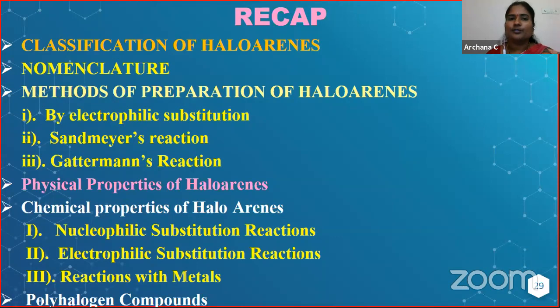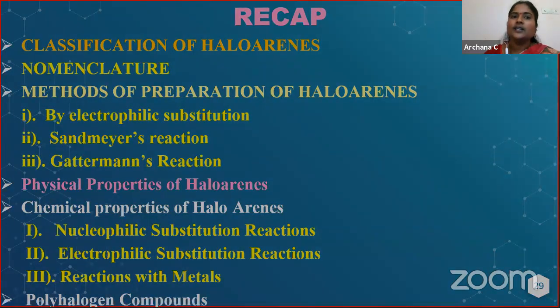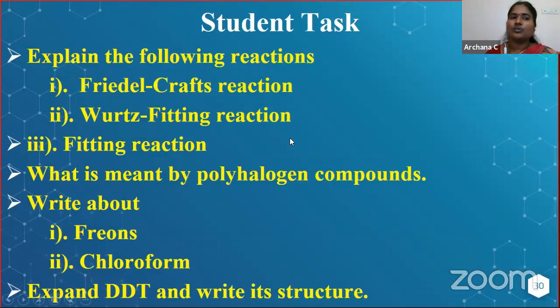Practice well. First of all, organic chemistry may seem difficult, but if you practice more, it will be easy and you can score full marks in your IPE, and in your entrance exams also you can score the marks easily. Practice all the reactions, children. Practice these questions we just discussed: Friedel-Crafts reactions, Wurtz-Fittig reactions, and also polyhalogen compounds. We discussed mainly carbon tetrachloride, freons and DDT. Concentrate on DDT, and for freons and chloroform, know the properties, and be thorough with the structure of DDT.